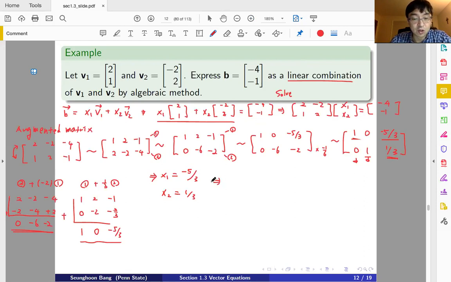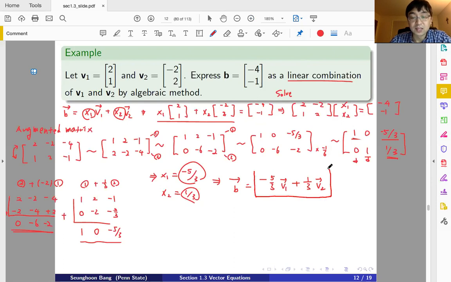So what happens? You plug these numbers into here. Vector b is -5/3 vector v1 plus 1/3 vector v2. So that's it. This answer is exactly the same as the previous example using the geometric method. Exactly the same. This is the algebraic method.